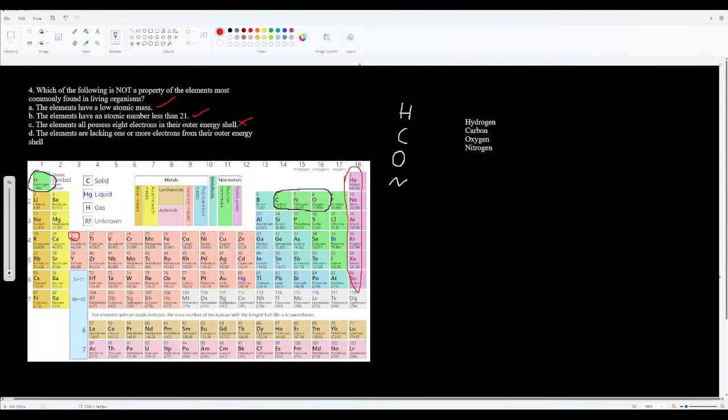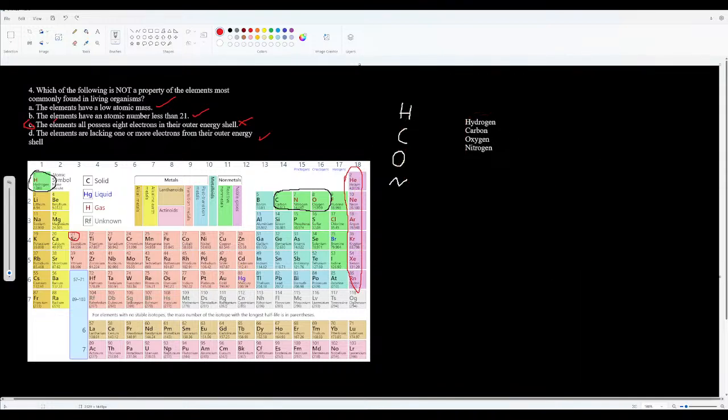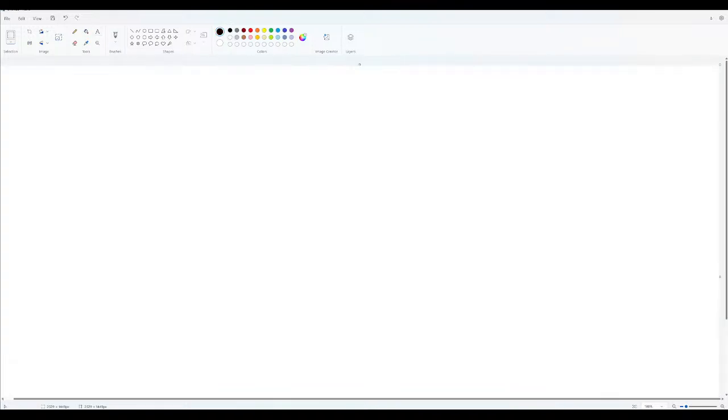How about the elements are lacking 1 or more electrons from their outer shell? We just talked about that. That is true. So the answer is C. This is not a property of elements most commonly found. So for this question, you have to know what the elements are. Like I said, you have to know these 4. Please, please, please. Anyway, moving on.